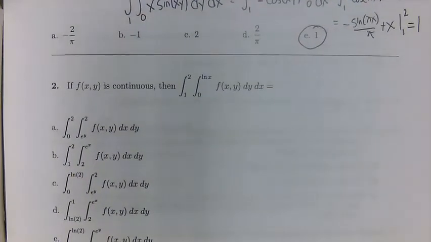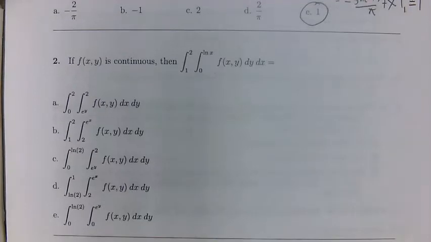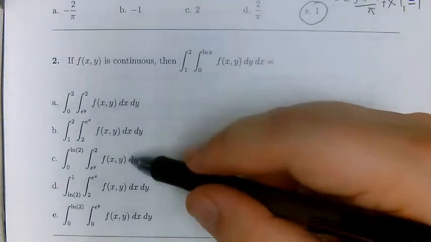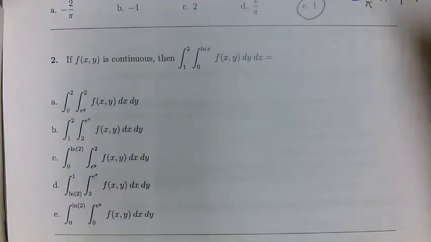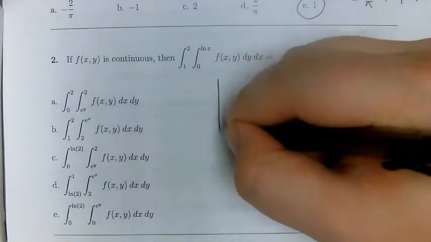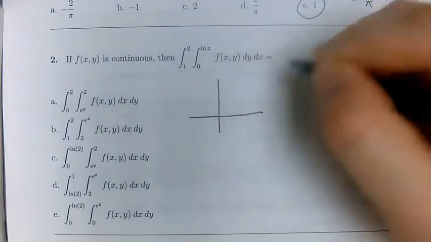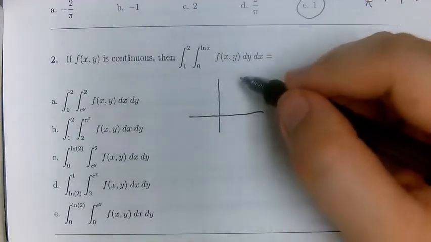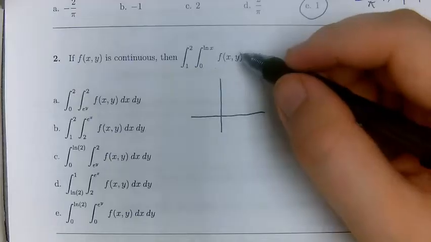All right, if f of xy is continuous, then the integral from 1 to 2 and 0 to log of x of the function dy dx is, now you notice that all these answer choices are in the opposite order. We do x first and then y. So for this, I'm going to draw a picture of my region, and that will help me flip the direction of integration here.